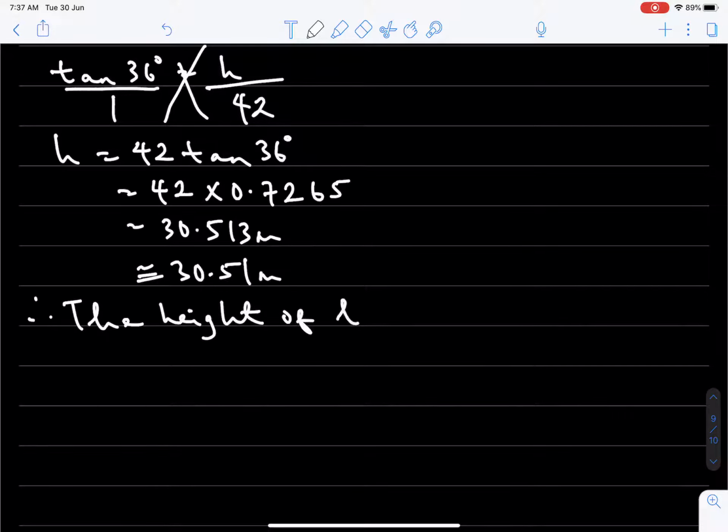Therefore, the height of the tower is 30.51 meters. Now let's see number two.